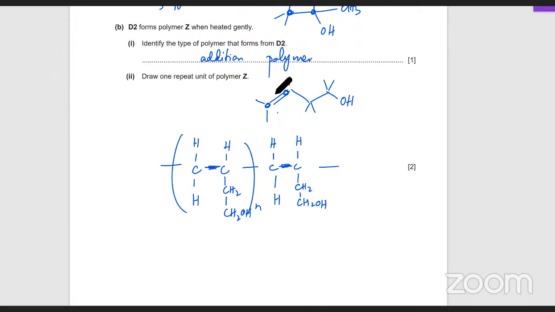Okay, so to draw any polymer, just draw the double bond section. That means you draw the double bond, and the other things you draw above and below, okay? Straighten it out: double bond and 2 H's, and this side is H and CH2, CH2, OH.